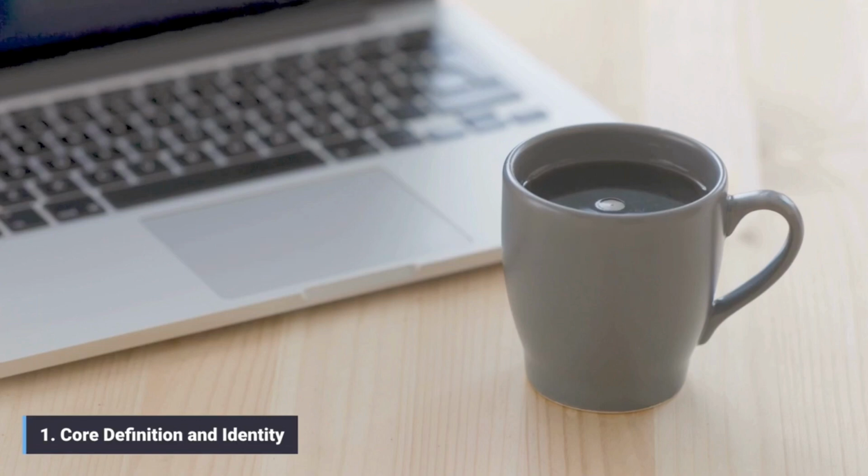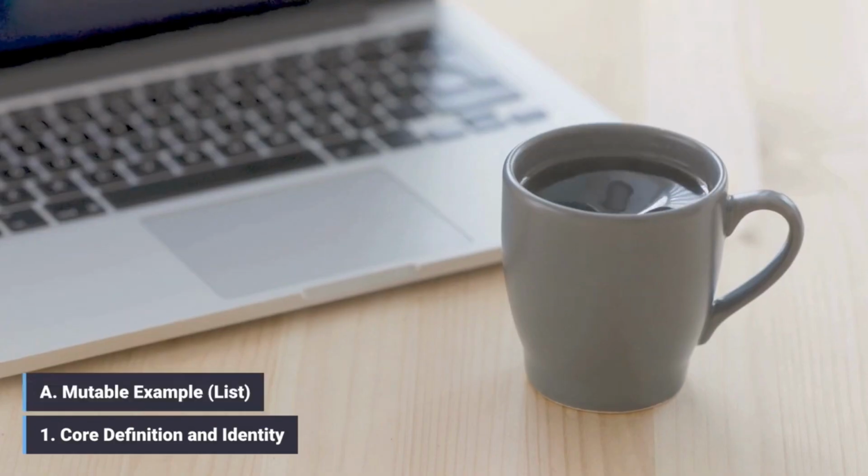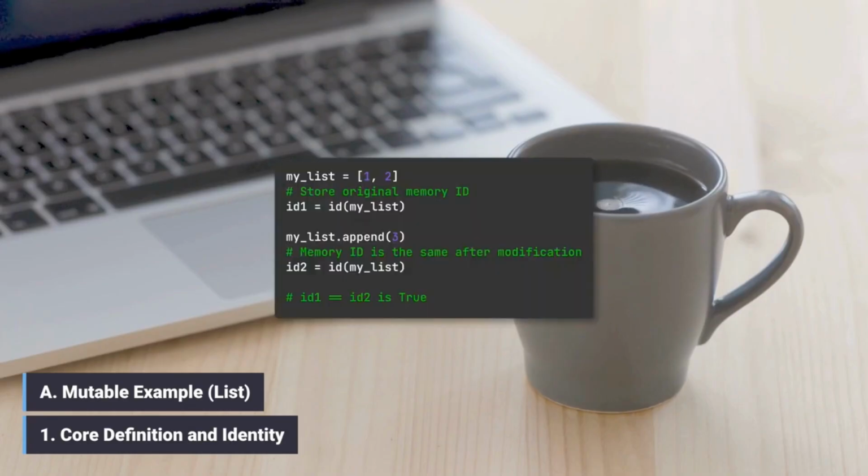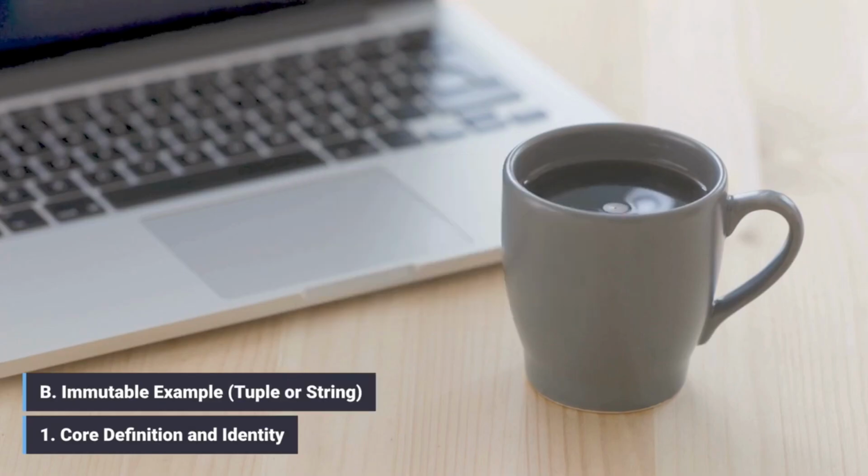1. Core definition and identity. An immutable object is one whose value cannot change. If you appear to change an immutable object, you are actually creating a brand new object in memory and reassigning the variable to point to it. For mutable objects like a list, its memory address, or ID, remains the same even after modification. For immutable objects like a string or tuple, any operation that modifies it results in a new object with a new memory ID.